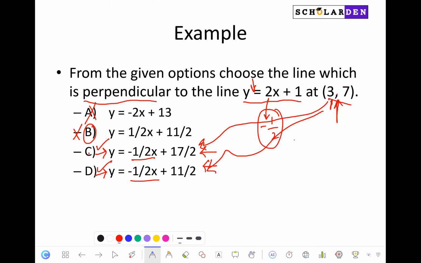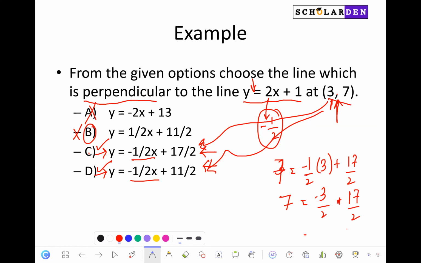Let me quickly do that for option C first. So 3, 7. We get 7 is equal to minus 1 by 2 times 3, plus 17 by 2. I'm just going to solve this for simplicity's sake. Minus 3 by 2 plus 17 by 2.